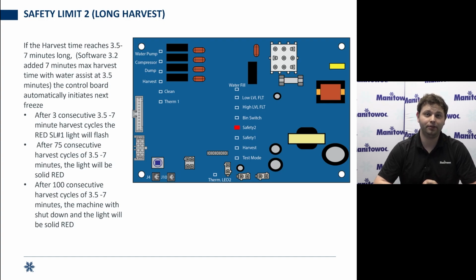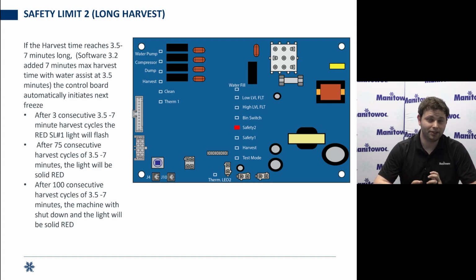Next is our Safety Limit 2 LED, or Long Harvest LED. You'll see this LED after 3 consecutive 3.5 to 7 minute harvest cycles. The red LED will flash on and off every 1 second. After 75 consecutive long harvest cycles, the light will be a solid red. And then after 100 continuous long harvest cycles, the machine will shut down, and that red LED will be a solid red LED.